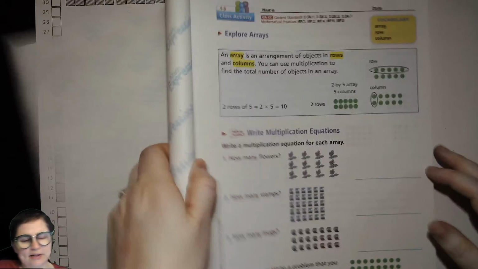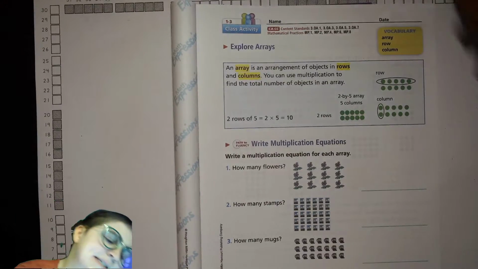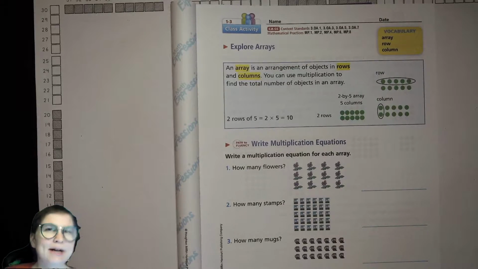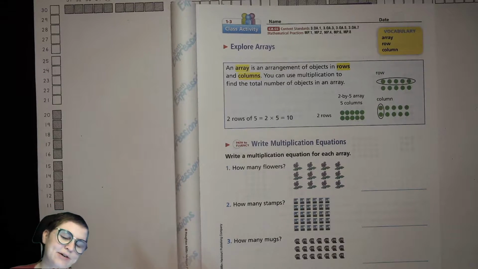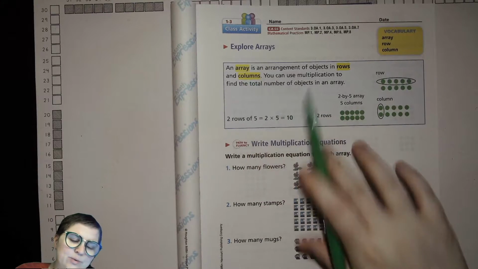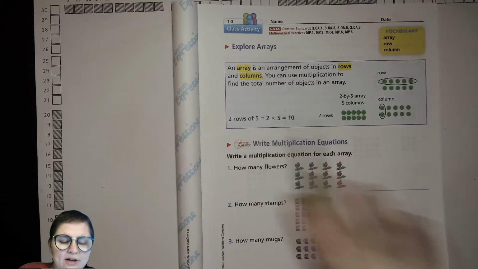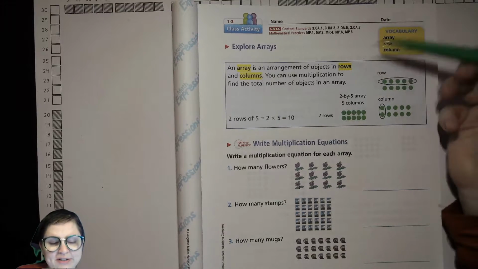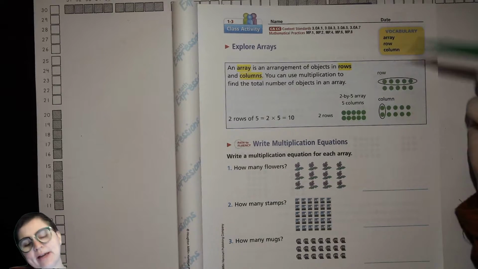All right, now let's move on to page 19. We're going to explore arrays. Now, you might remember arrays from the end of 2nd grade with this book. An array is an arrangement of objects in rows and columns. You can use multiplication to find the total number of objects in an array.